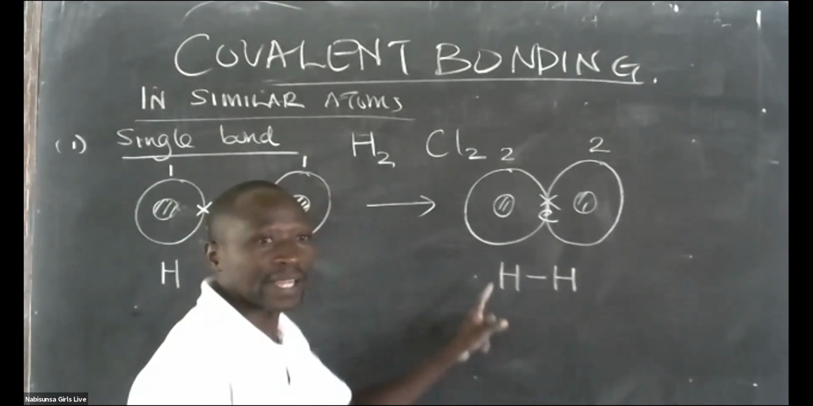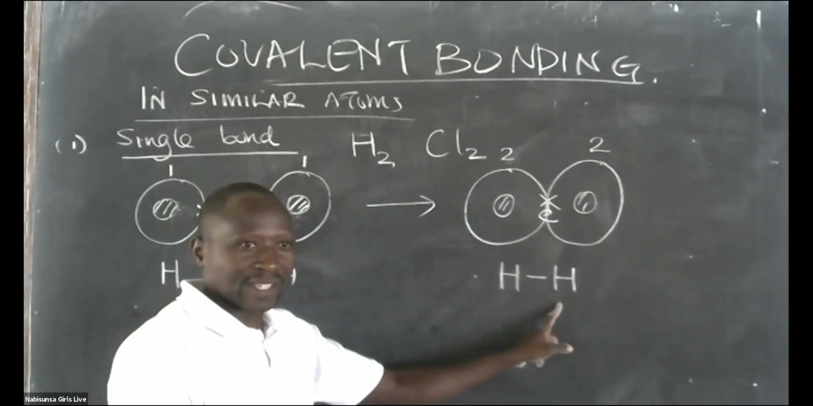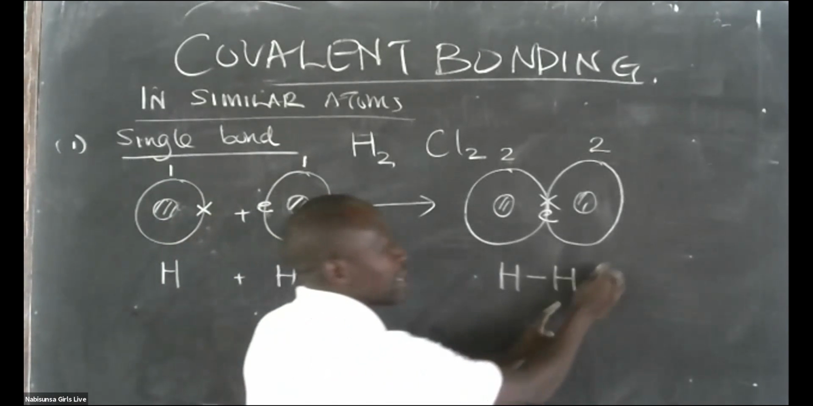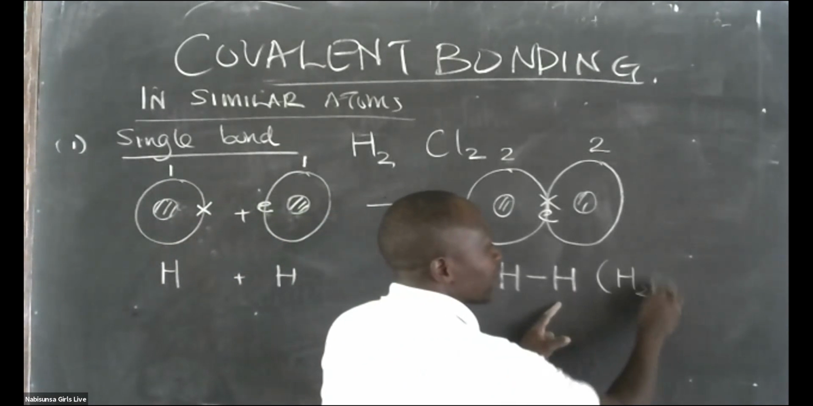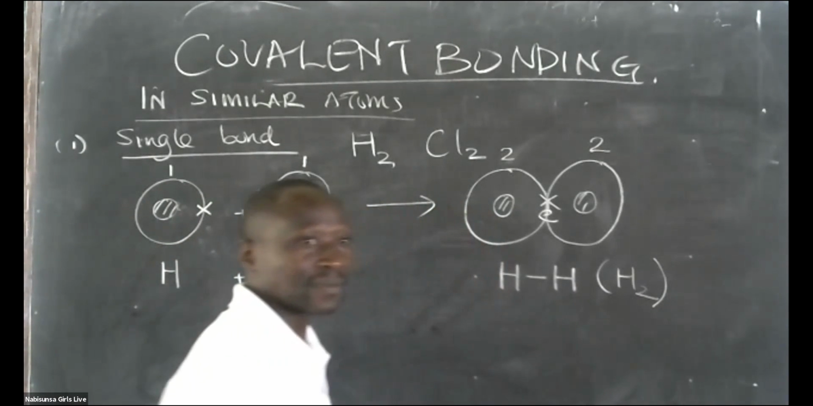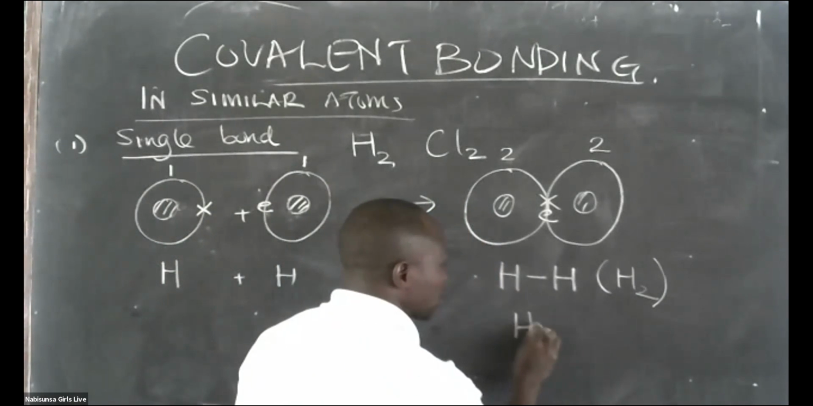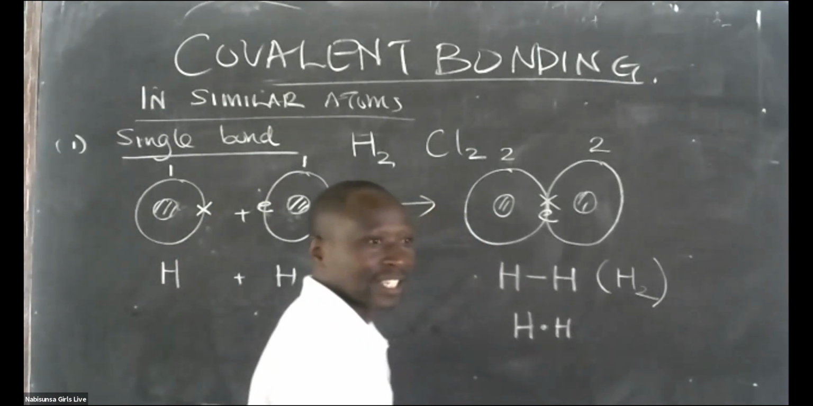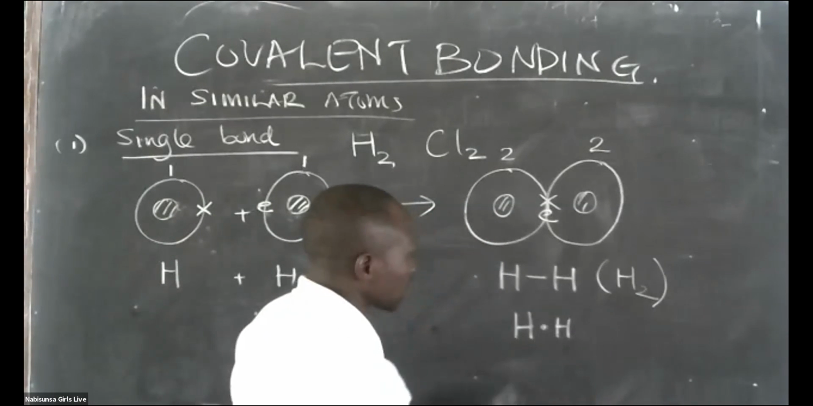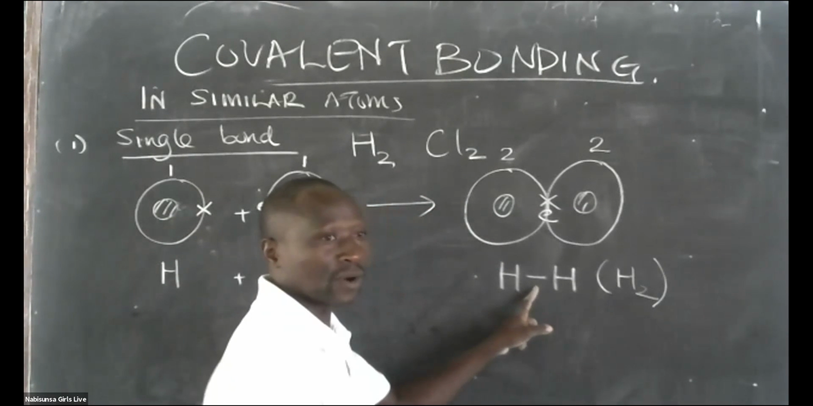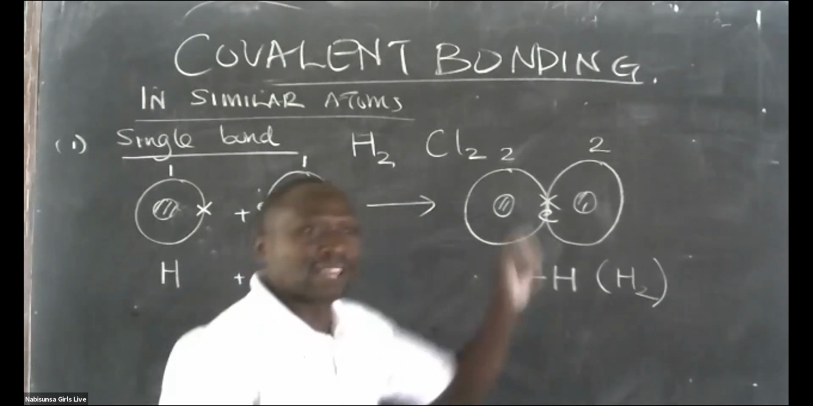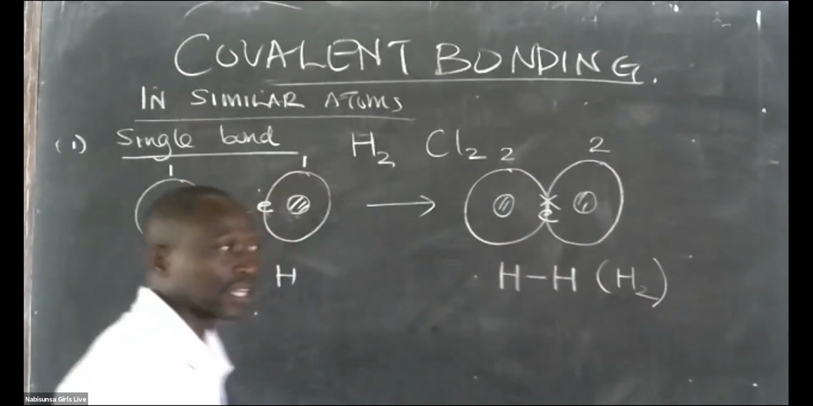So what is this? H connected to H, isn't it? So this is what we are calling hydrogen gas. If it was ionic, it should have been H dot H. It's not dot this time, it's dash. So what do we see? A single covalent bond.